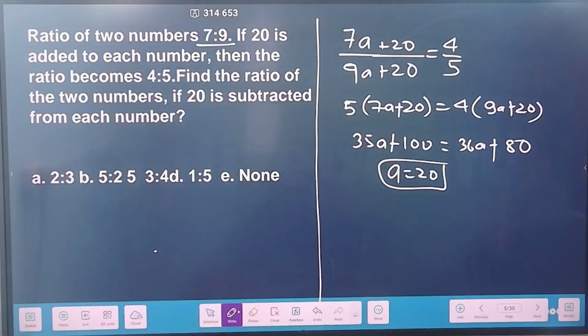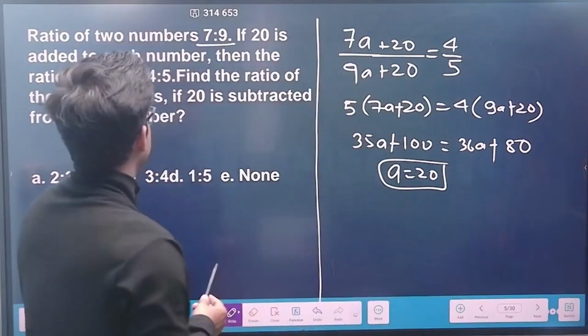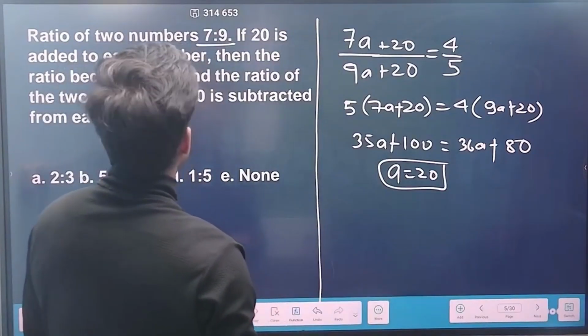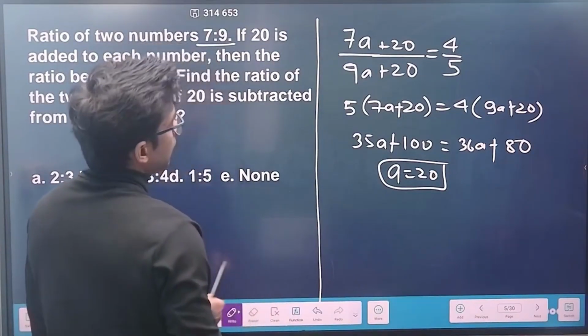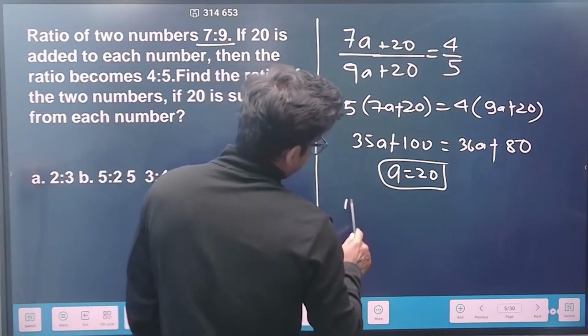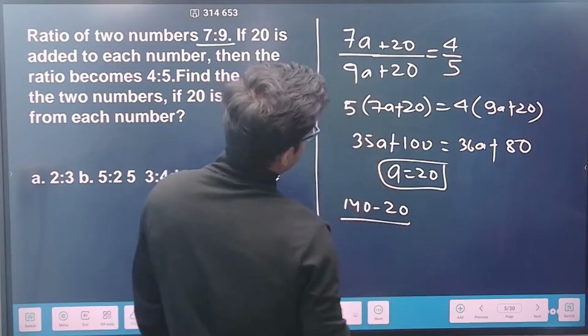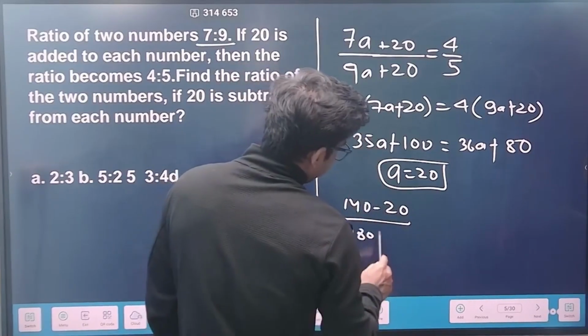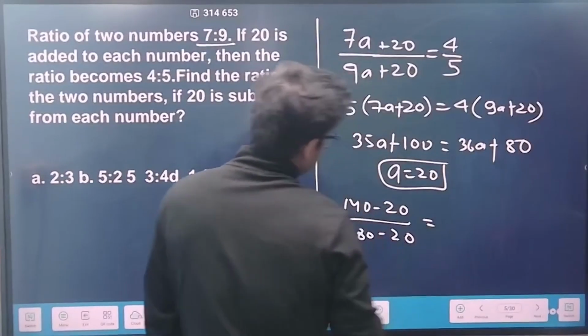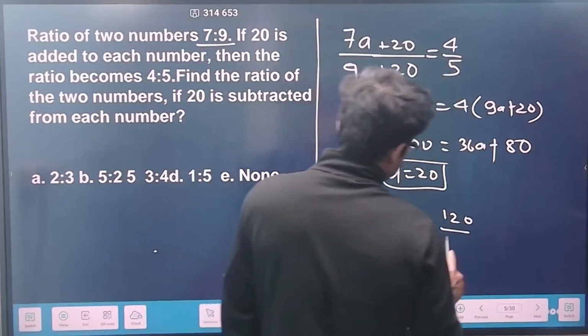Very good. So the value of a has come now. Now they are saying find the ratio of the two numbers if 20 is subtracted from each number. So basically you got a equals 20, then 7 twos are 14, 140 minus 20, correct? Divided by 9 into a, 9 twos are 18, 180 minus 20, correct? Now 140 minus 20 is 120, 120 divided by 160.